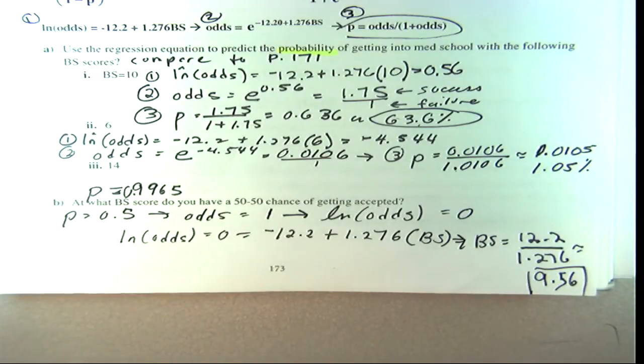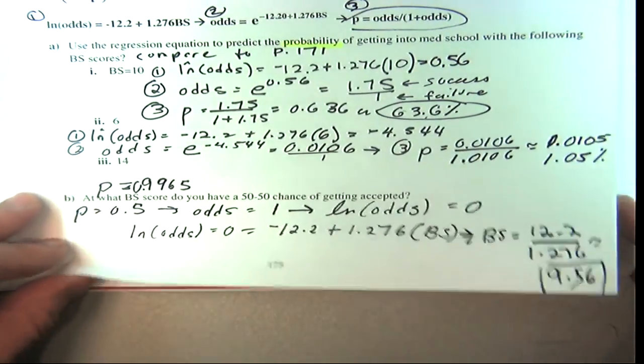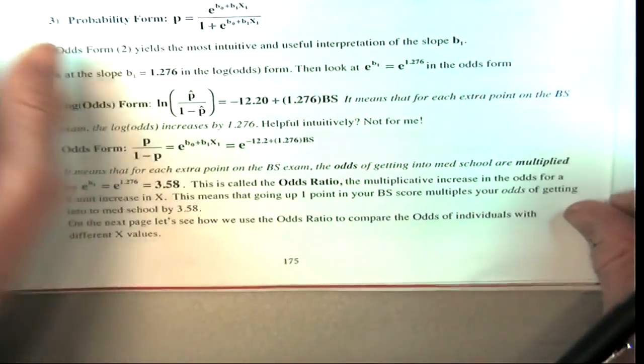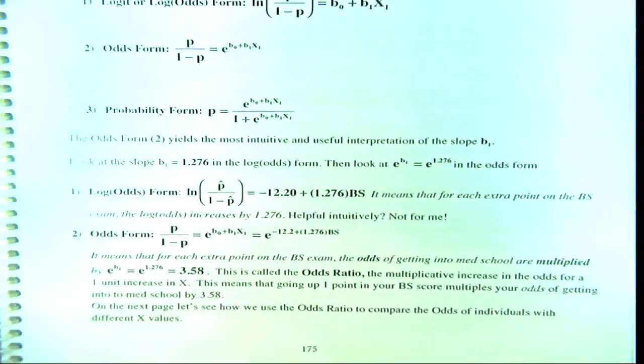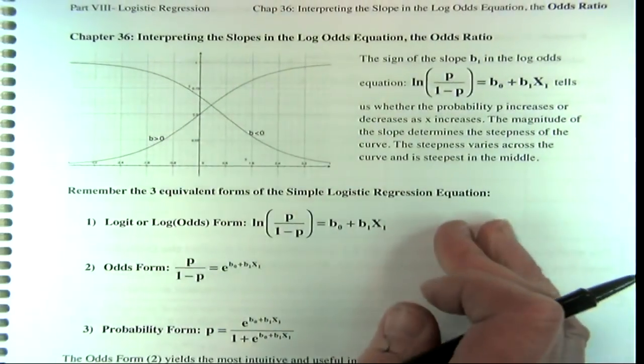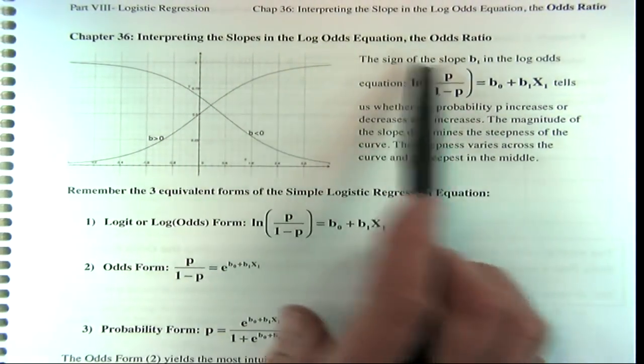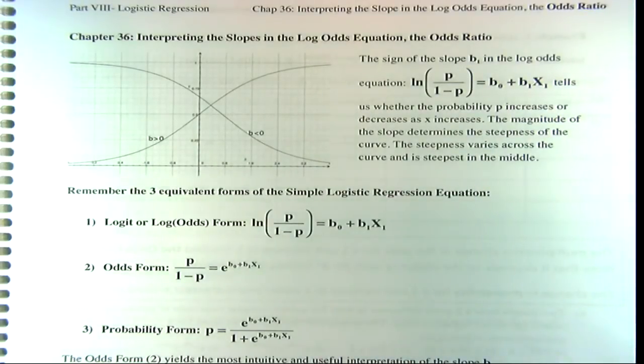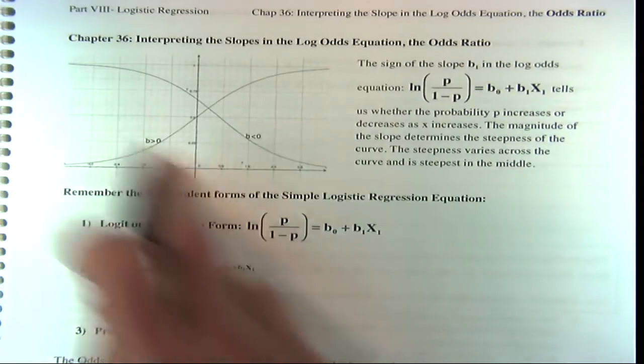Now, let's do one more chapter. We have some time. I just want to have you interpret what these slopes mean in the log odds equation. All right, so what do they mean here?